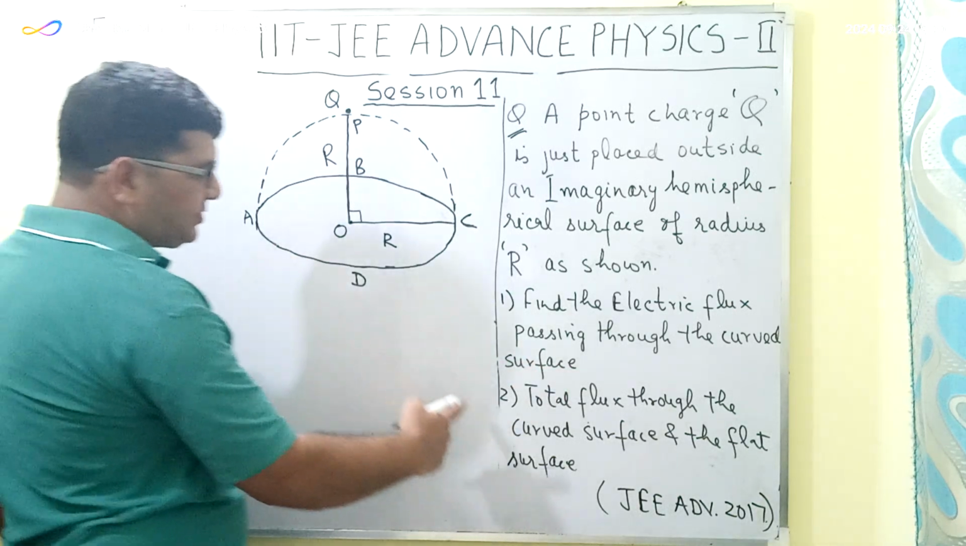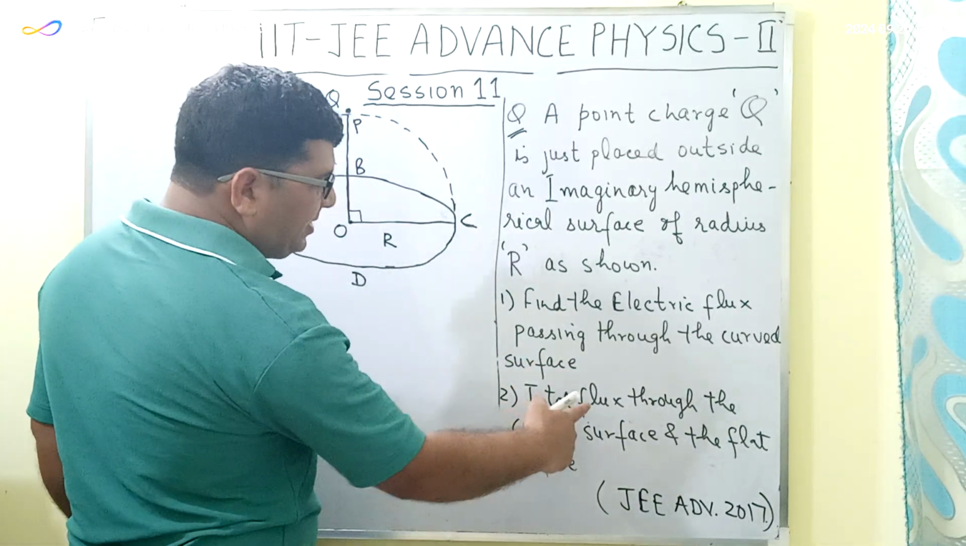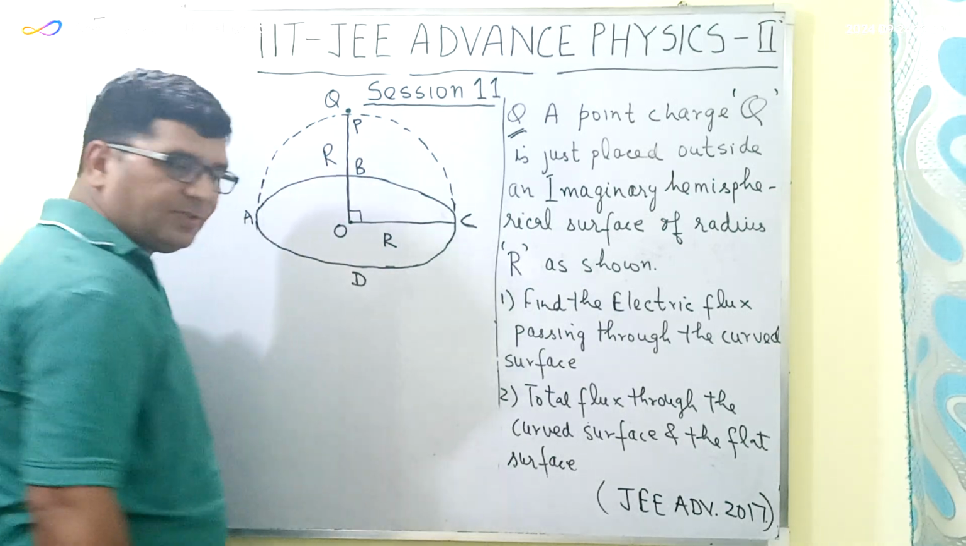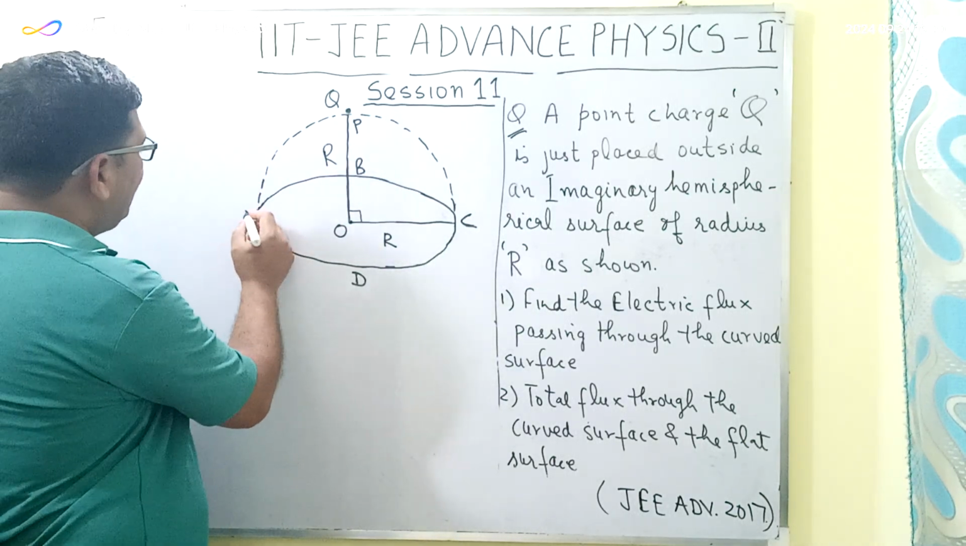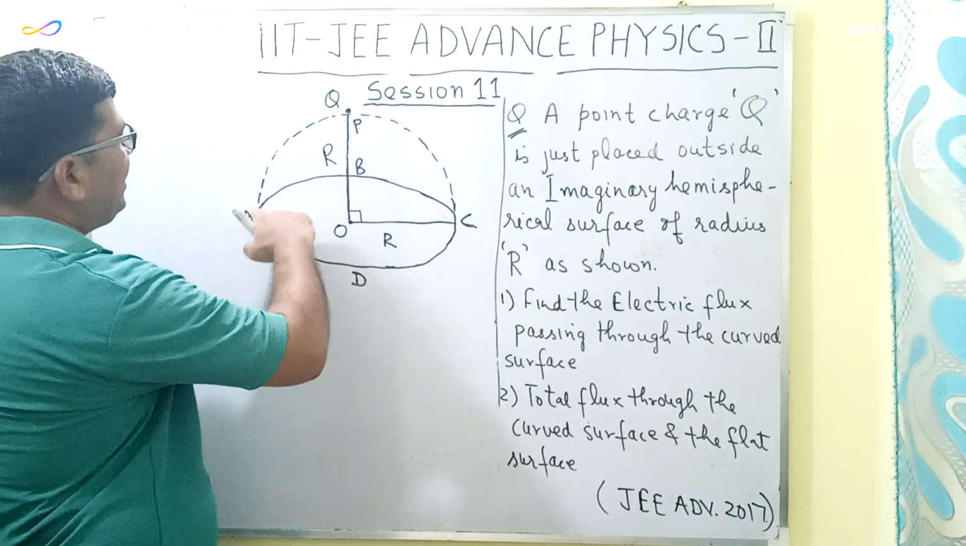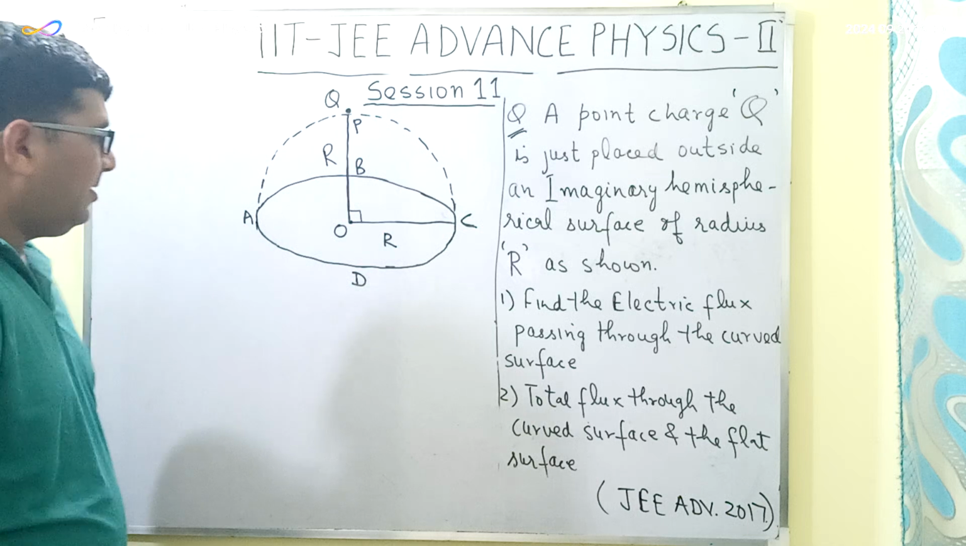This is the first part of the question, and the second part is we have to find the total flux which is passing through this curved surface and the flat surface. The flat surface here is A, B, C, D, and the curved surface here is A, P, C.